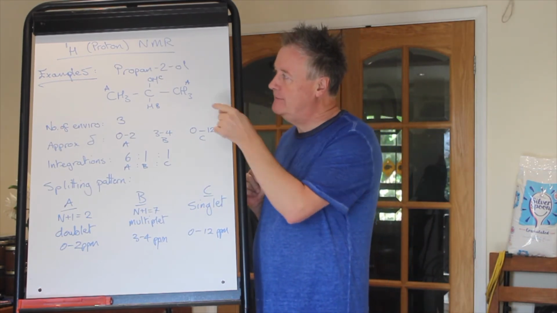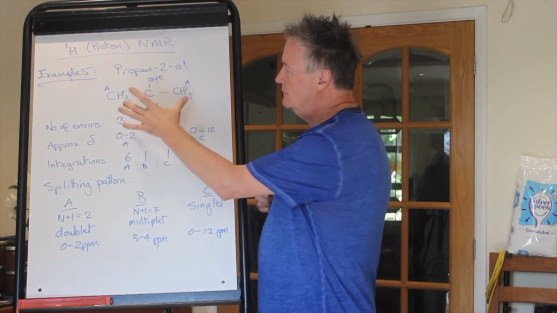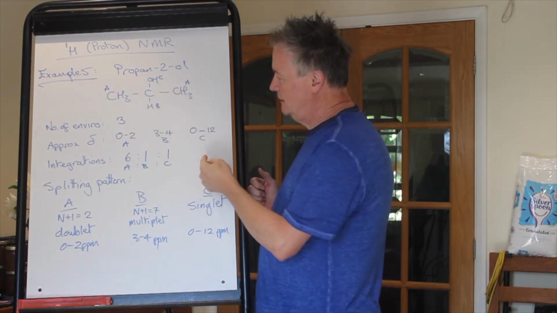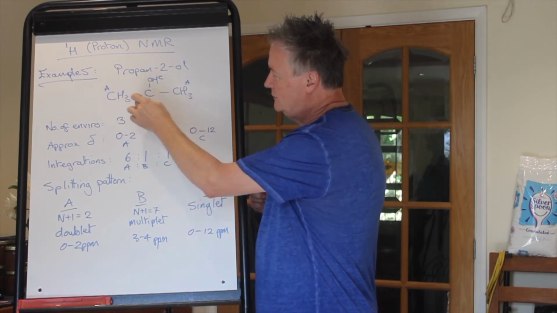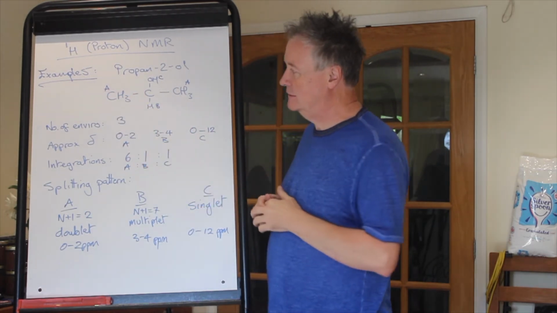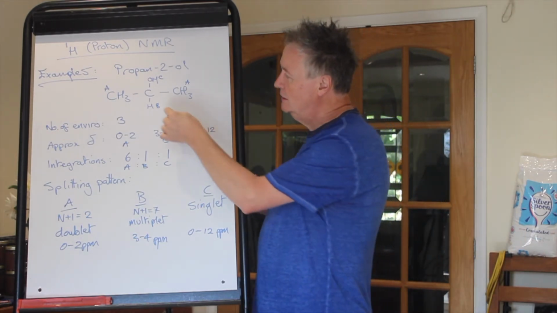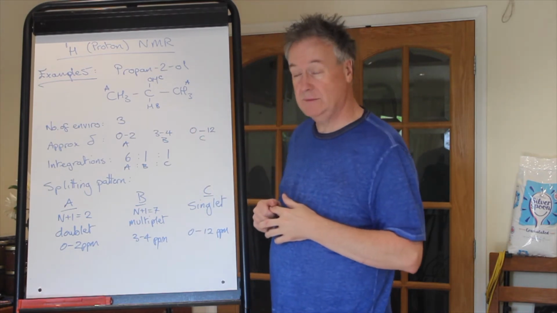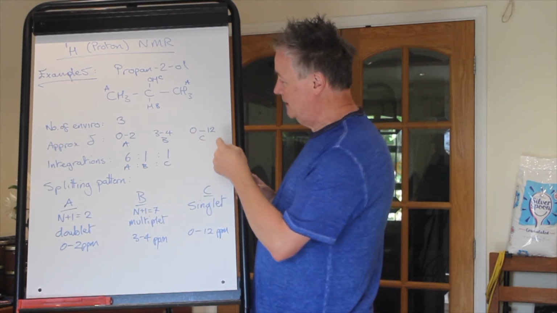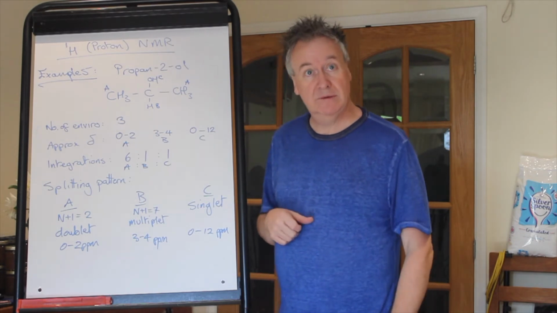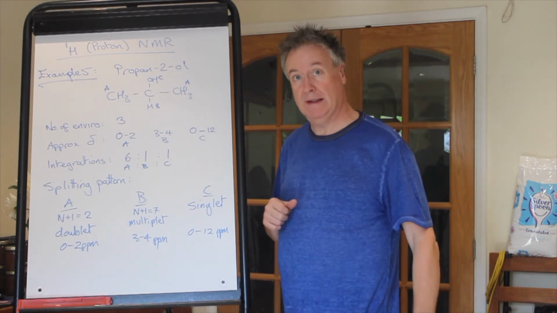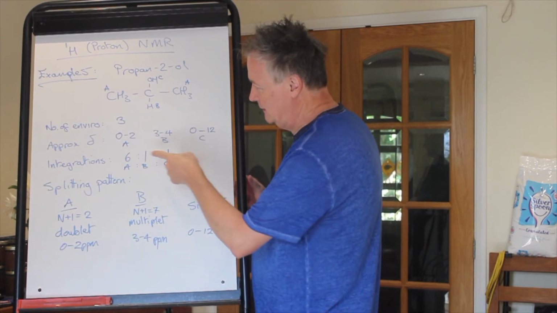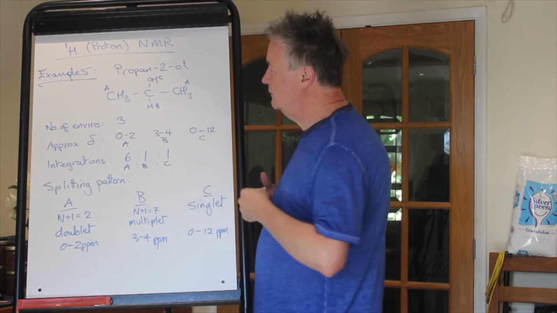So propan-2-ol, 3 environments. I've labelled them A, B and C. Because that's a CH3 next to an R, it'll have a chemical shift of 0 to 2. The one in the centre, because it's attached to an O, will have a 3 to 4 ppm value. And the one on the end could be anything between 0 and 12 because it's an OH group, annoyingly. So, there's the ranges. I've got them again down there. Integration wise, 6 and 1 and 1.